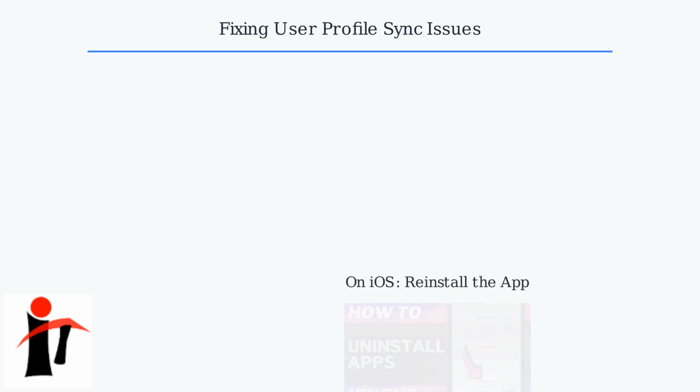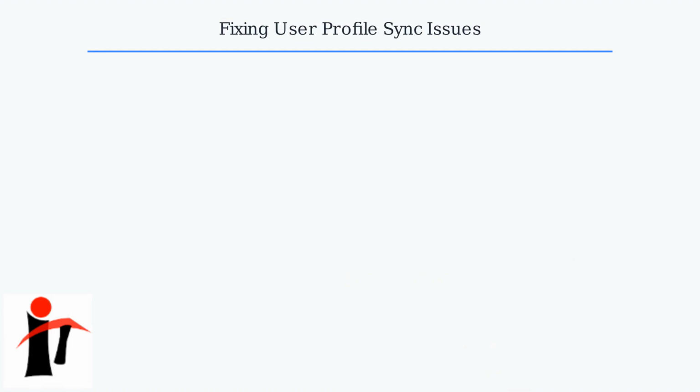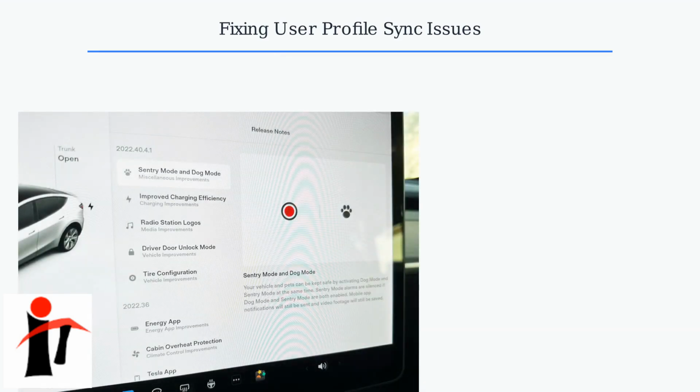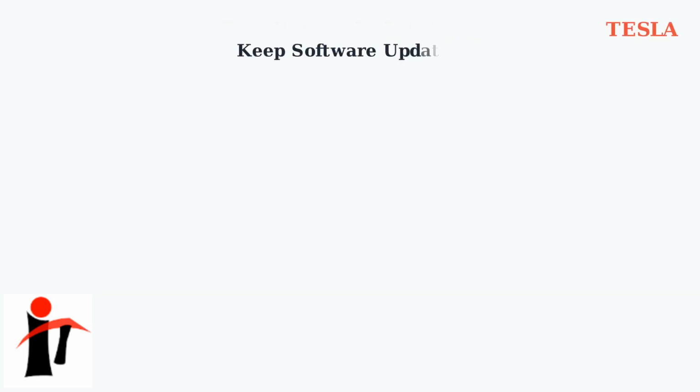For iOS users, reinstalling the Tesla app often fixes profile sync issues by ensuring a clean installation. Lastly, confirm that your car's software is properly linked to your Tesla account. Check for available software updates that may include fixes for sync issues. Keep your Tesla's software updated.